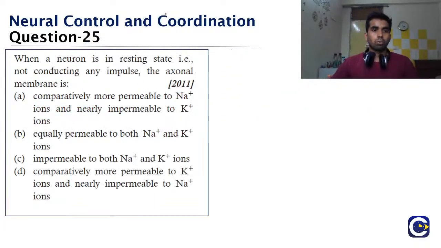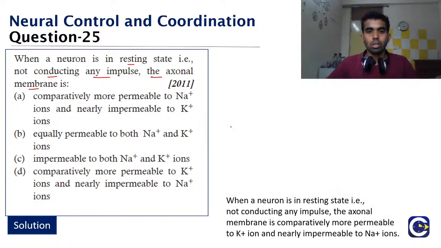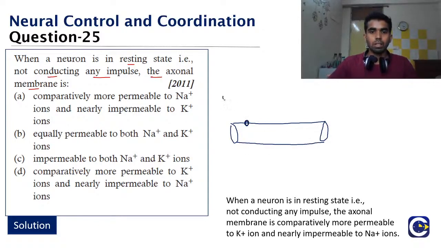Now coming to question number 25. When a neuron is in the resting state, it is not conducting any impulse, the axonal membrane is. For this question we need to understand the resting membrane potential. I will be drawing a nerve. So this is a nerve fiber. When a nerve is in the resting state, it is more permeable to which cation? Yes, it is permeable to potassium.